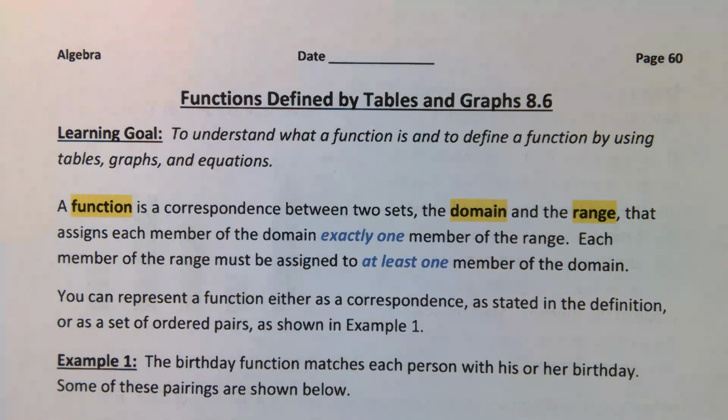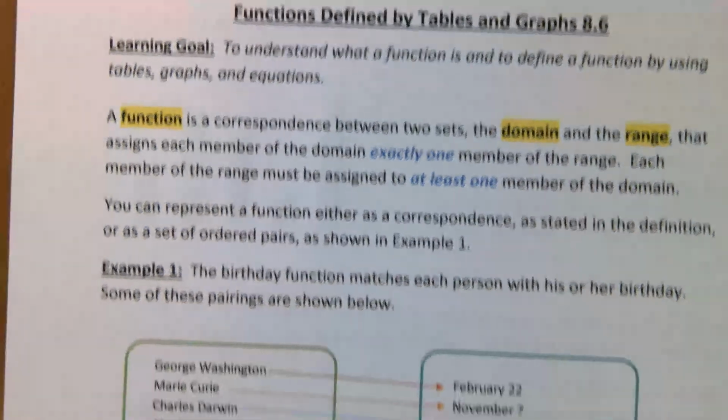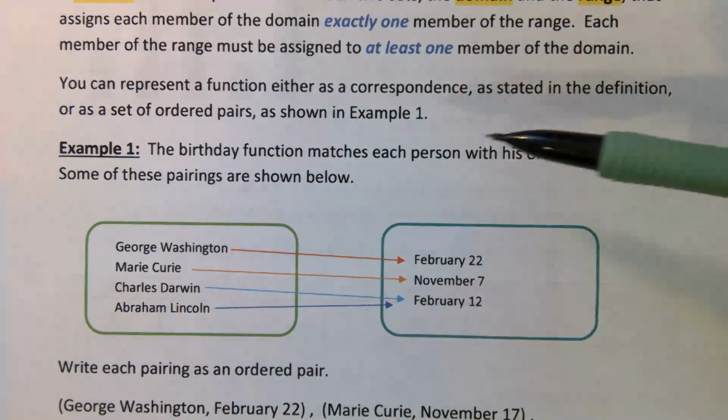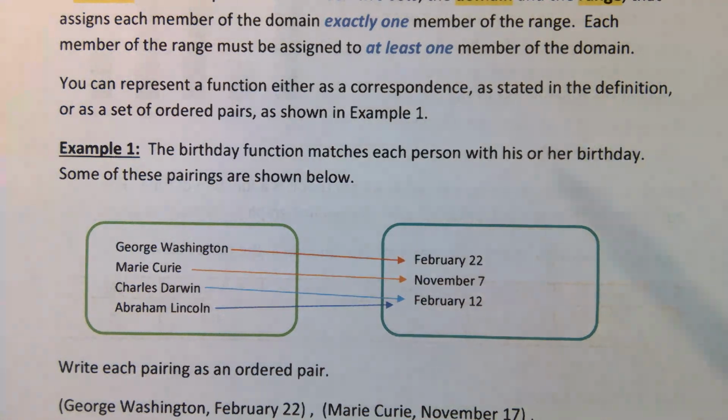So you can represent a function either as a correspondence, as stated in the definition, or as a set of ordered pairs, as shown in example 1. So we tend to do things in ordered pairs. It just makes more sense for algebra. If we look at example 1, the birthday function matches each person with his or her birthday.